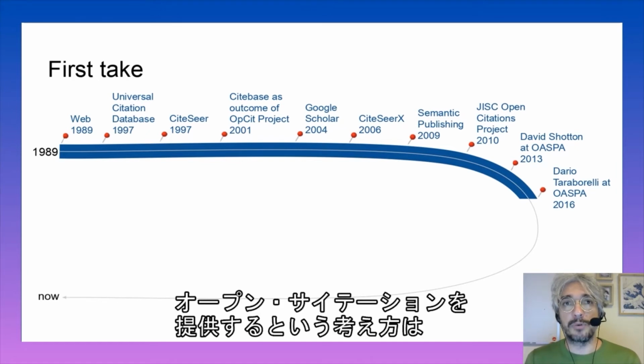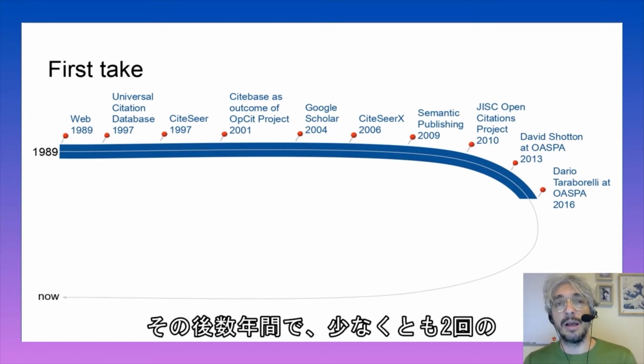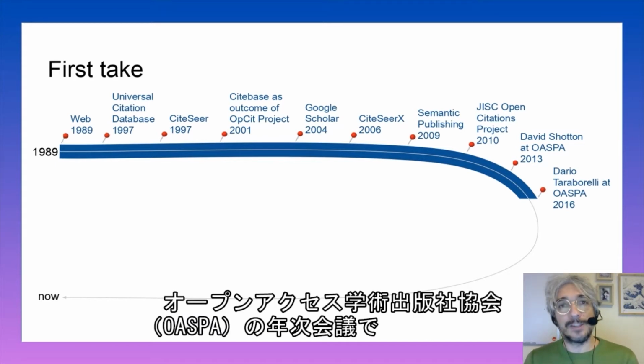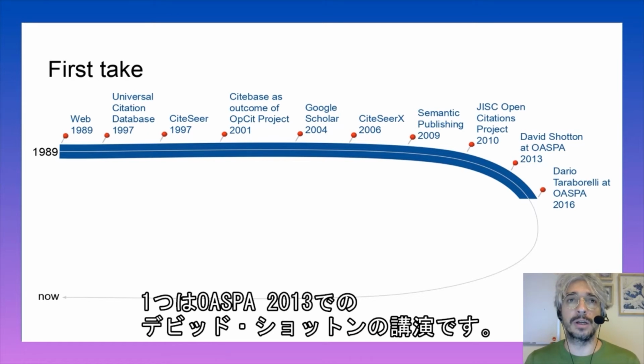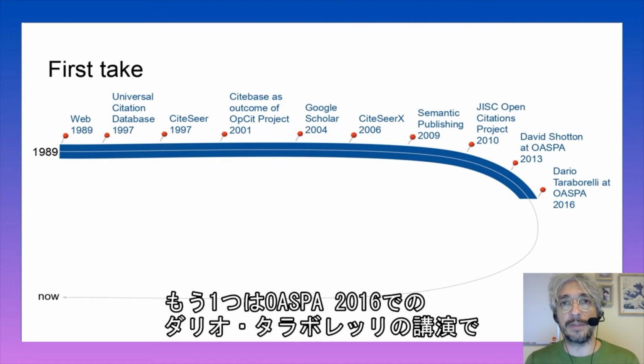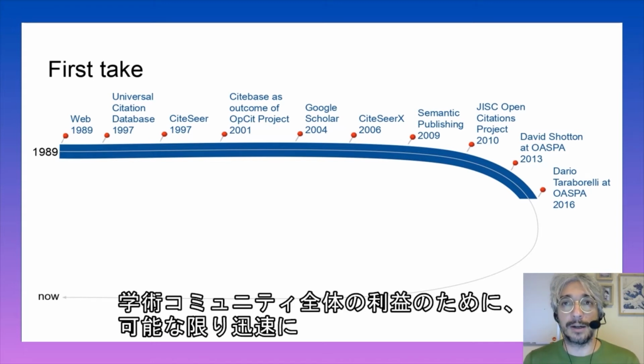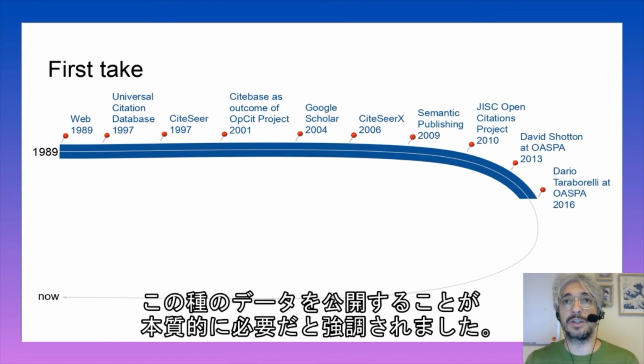The idea of providing open citations was spread to the scholarly and publishing community in the following years, at least in 2 different editions of the annual conference of the Open Access Scholarly Publishers Association. The first talk was by David Shotton at OASPA 2013, and then Dario Taraborelli's speech at OASPA 2016, where Dario highlighted in particular the essential need to release this kind of data as soon as possible for the benefit of the whole scholarly community.